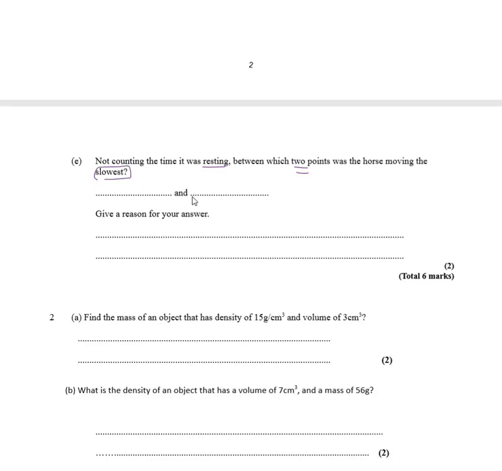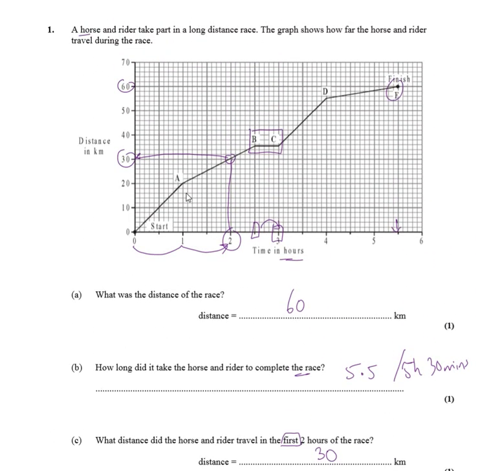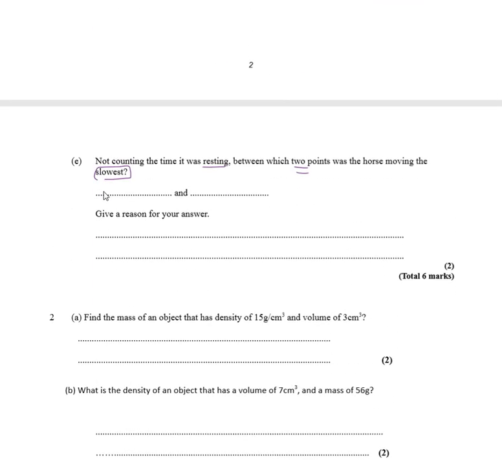Now next one, not counting the time it was resting, between which 2 points was the horse moving the slowest? Now the slowest is between D and E. Now why was it moving the slowest? Because it has the shallowest slope. Okay, so shallowest slope. Okay, because you can actually see it has the shallowest slope.